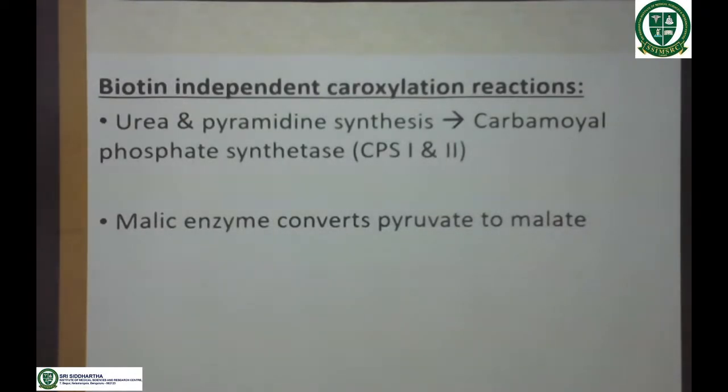So these enzymes, carbamoyl phosphate synthase and malic enzyme, do not require biotin for their carboxylation reactions. We should know which are the enzymes involved in carboxylation reactions that are dependent on biotin and which are not dependent on biotin.